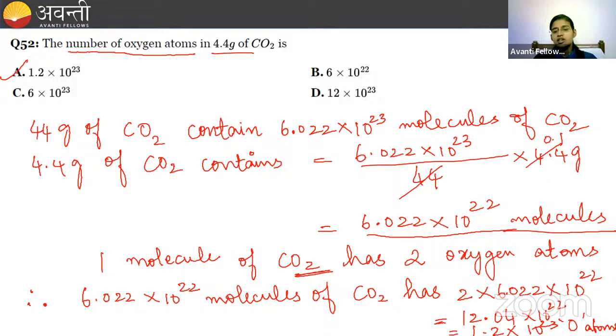Got it? So basically what we are doing, we are finding out the number of molecules of carbon dioxide present in 4.4 gram of carbon dioxide. Okay. And then from one molecule, we are calculating for the given required molecules of carbon dioxide. Got it? So now coming to question number 53.